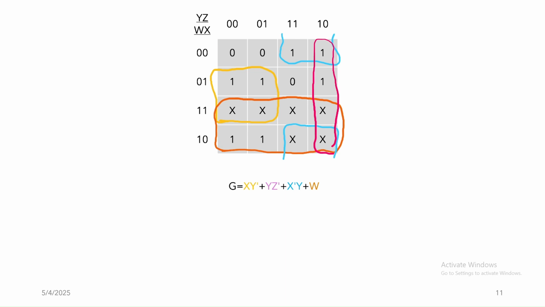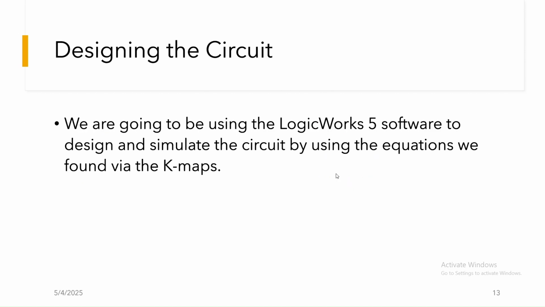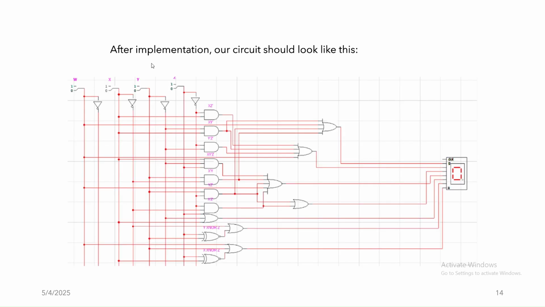Once I have found the equations of the 7 segments, I can now represent these in a diagram. We are going to be using the LogicWorks 5 software to design and simulate the circuit by using the equations we found via the K-maps. After implementation, the circuit should look like this. It's very long, but this is how it looks.